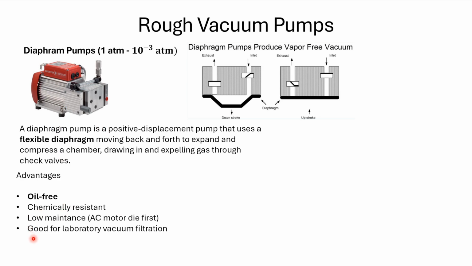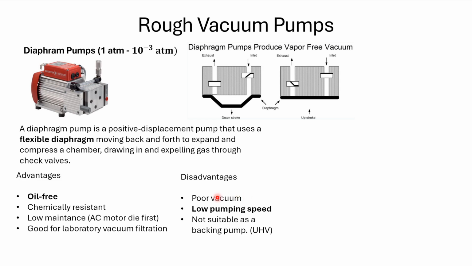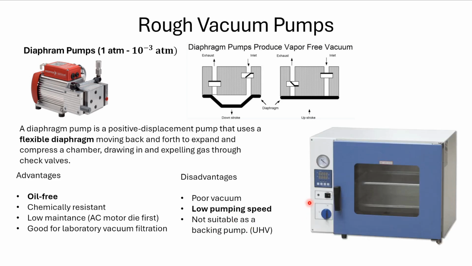And the main issue is that we can't use them for the UHV systems. The main reason is that their pumping speed is pretty low. So the disadvantage is that they have low pumping speed. They cannot create enough vacuum for the turbomolecular pumps or for the ion pumps. I will show them. And they are not suitable as a backing pump for the UHV systems.